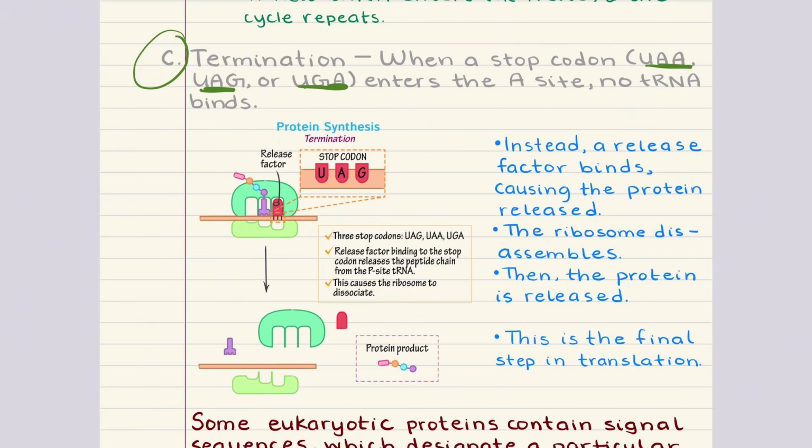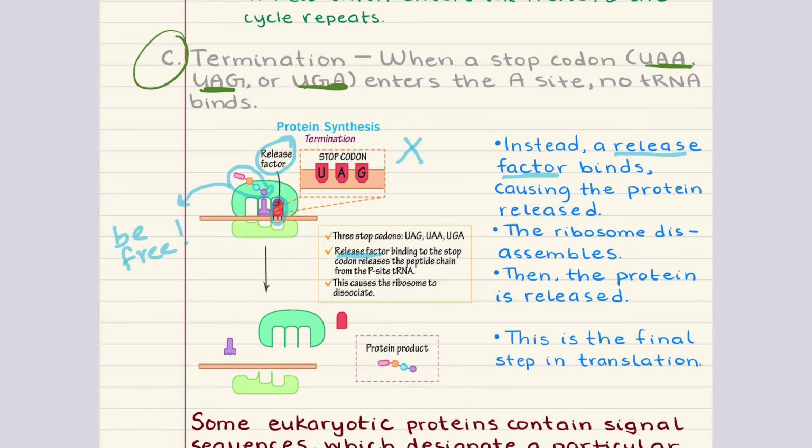When that stop codon enters the A site, though, translation can no longer continue. Instead, a protein called a release factor binds to that stop codon, and this release factor will trigger the ribosome to cut the bond between the final tRNA and the completed polypeptide chain. That's going to release the finished protein into the cytoplasm.